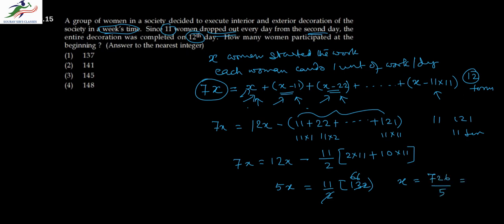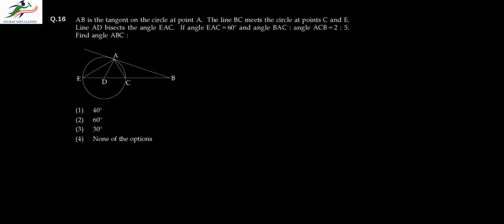which is equal to 145.2. But the number of women cannot be a fraction, so we take the nearest integer, which is 145, and we see that option 3 says 145, which is the correct option. We move to the next question, which is question number 16.